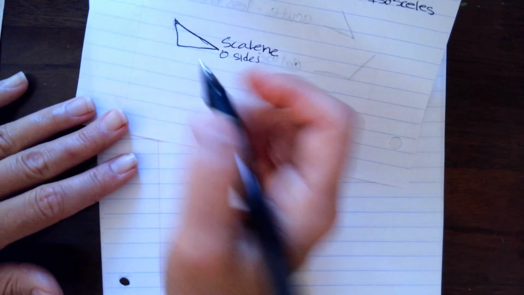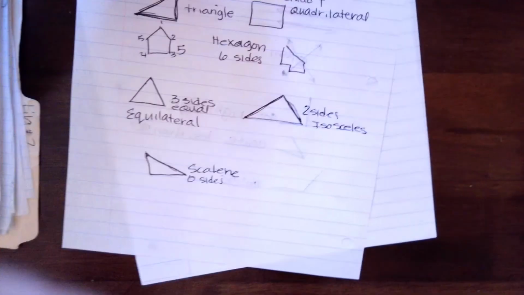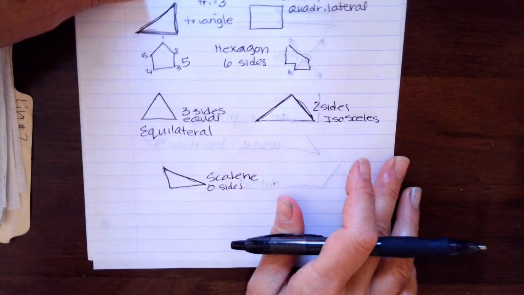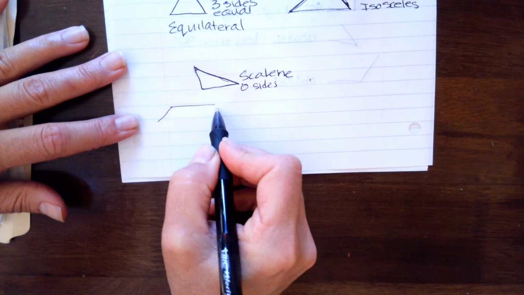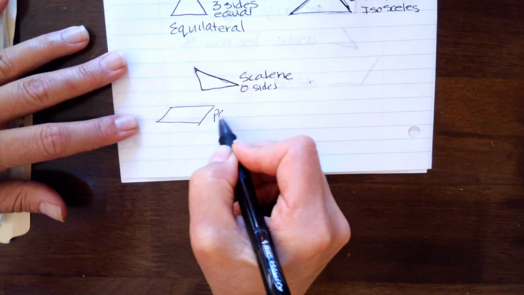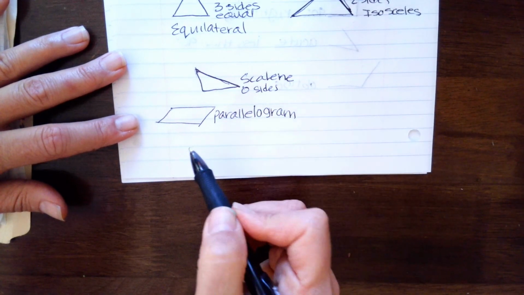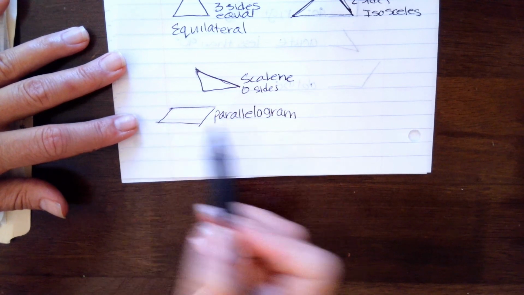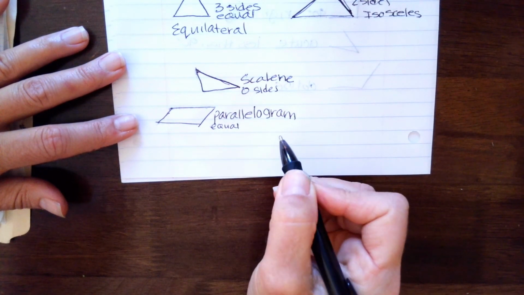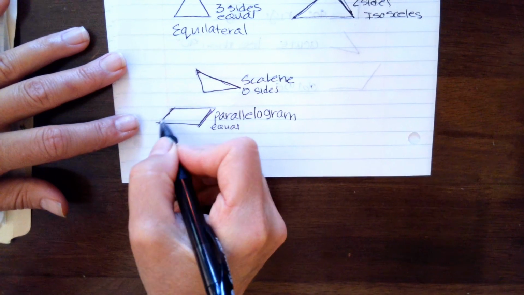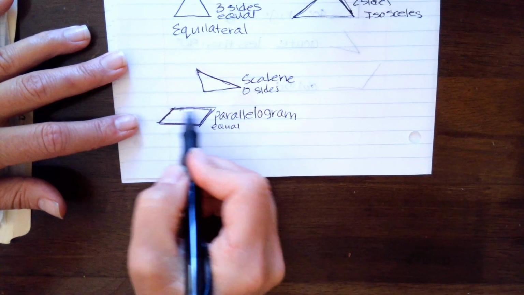All right, for a quadrilateral, which was our second shape here that we talked about, we have a parallelogram. So this is a parallelogram. And in a parallelogram, these sides right here and these sides right here are equal, so they're the same size and they're parallel. These never cross and these never cross, but they do cross each other. They just don't cross the opposite side.